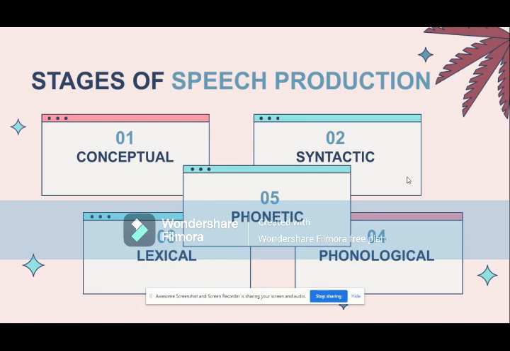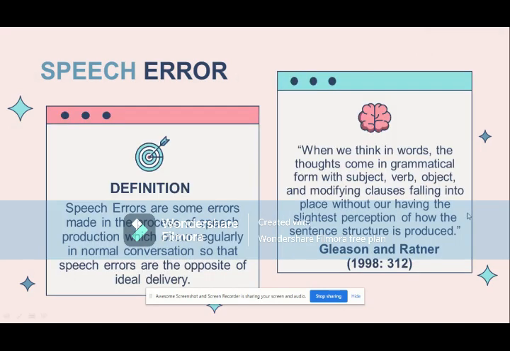And the fourth is the phonological stage, where the abstract information gathered so far is converted into a speech-like form. And the last is the phonetic stage, where features such as assimilation are introduced and instructions are prepared for the muscles that control the articulators. Now we move on to speech error.